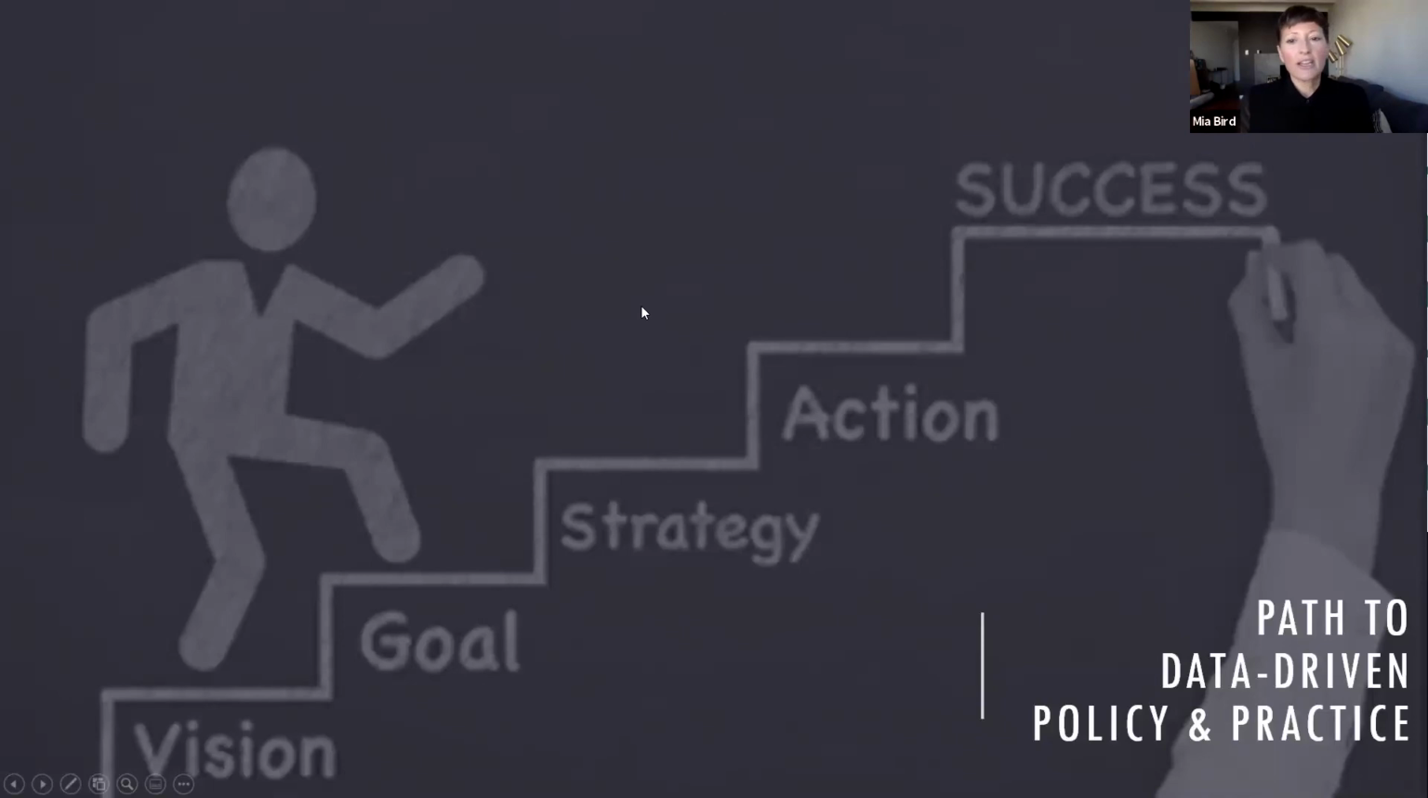So we're thinking about this as a very generalizable step path to success, where we start with a vision, we have a set of goals, and then we implement a strategy. We develop the strategy, we take a set of action steps to implement it, and it brings us to something we call success. And what we're thinking of as success in this case is really informing policy and practice with data and evidence.